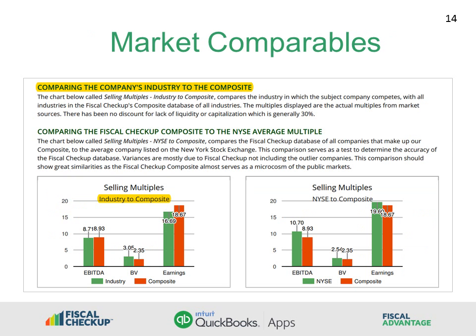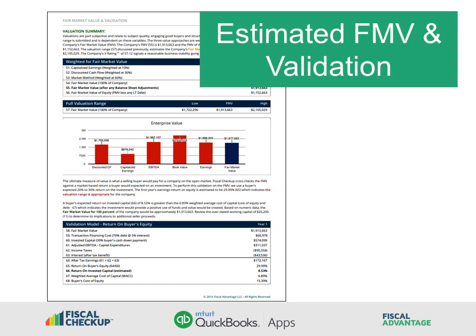The report then shows how the market comparables that were used for this company compare to the entire composite index assembled by Fiscal Checkup, as well as comparing the composite index to the New York Stock Exchange. Page 5 completes the process of estimating the fair market value and the appropriate range of value. Then the validation model validates a buyer's expected return on equity.